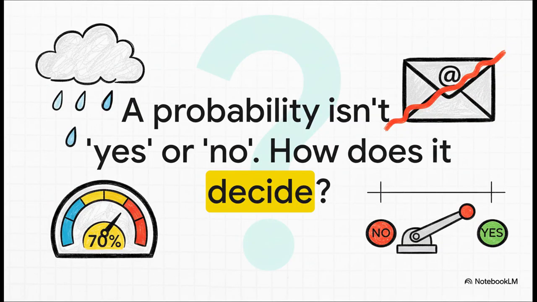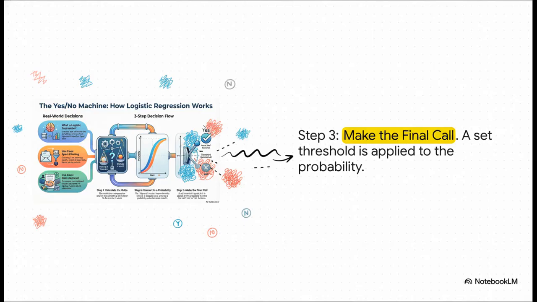Okay, so now we have a probability. Let's say there's a 75% chance an email is spam. That's super useful information, but it's not a final decision, is it? It's not a yes or a no. So how does the machine actually pull the trigger and make the final call? And that brings us to the final step. Making the call. The machine uses a decision boundary, a preset rule called a threshold. You can just think of it as a line in the sand.